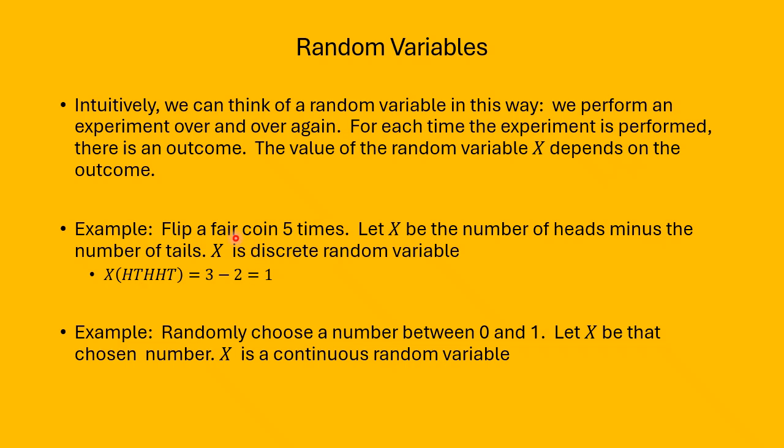This type of random variable is called a discrete random variable. And here's another example. Let's randomly choose a number between 0 and 1. We're choosing a real number. It might even be irrational, who knows. Let x be that chosen number. In that case, x is going to be what we call a continuous random variable.